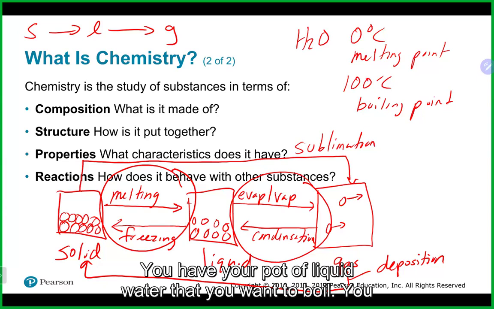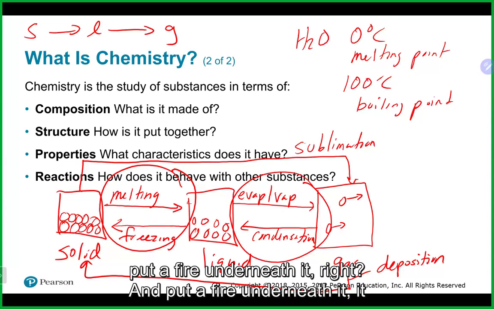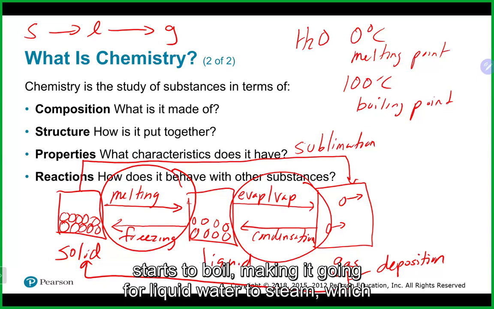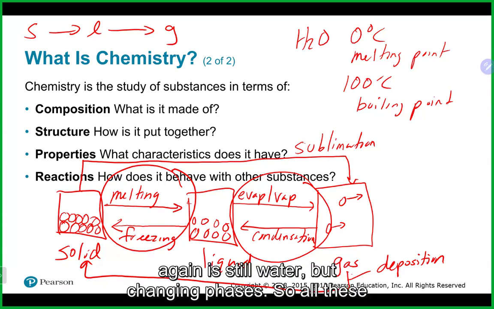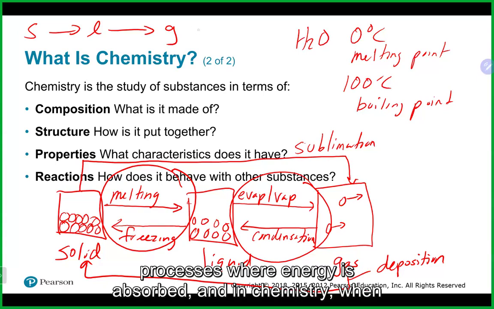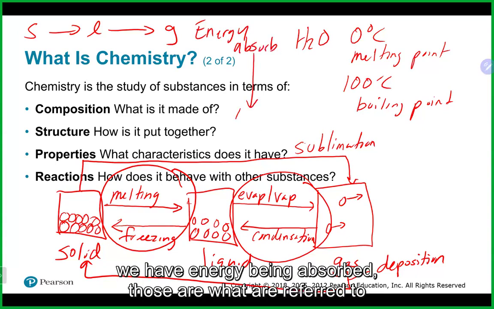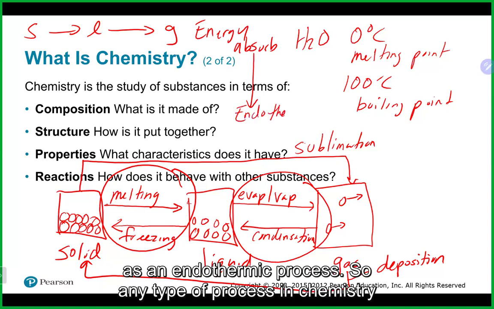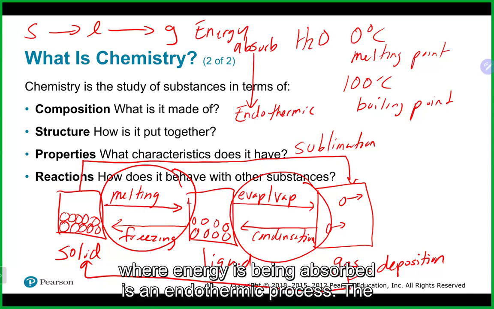You have your pot of liquid water that you want to boil. You put a fire underneath it, right? And when we put a fire underneath it, it starts to boil, making it go from liquid water to steam, which again is still water, but changing phases. So all these processes, as you go from solid to liquid to gas, are all processes where energy is absorbed. And in chemistry, when we have energy being absorbed, those are what are referred to as an endothermic process. So any type of process in chemistry where energy is being absorbed is an endothermic process.